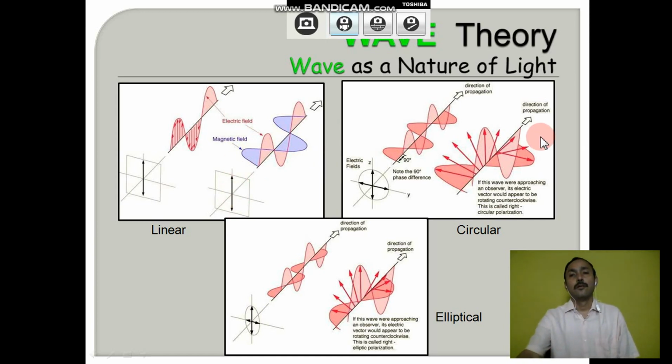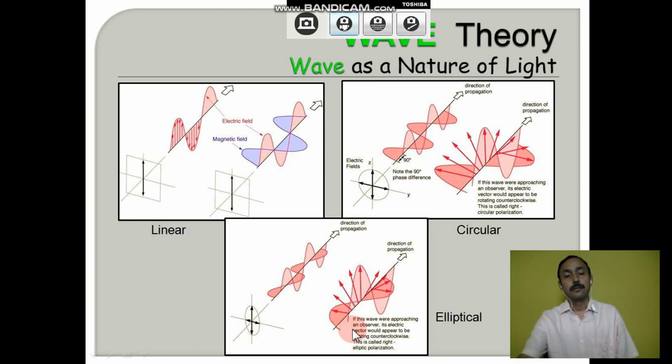Now, when the electric fields are moving, and the intensity along these two axes is the same, then it is circularly polarized light. The wave, while approaching an observer, has its electric vector appear to be rotating counterclockwise. This is called right circular polarization.